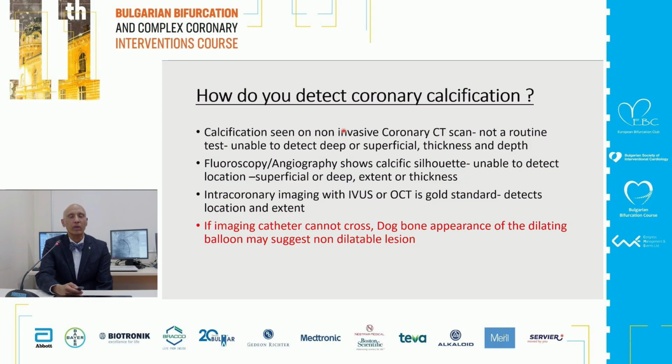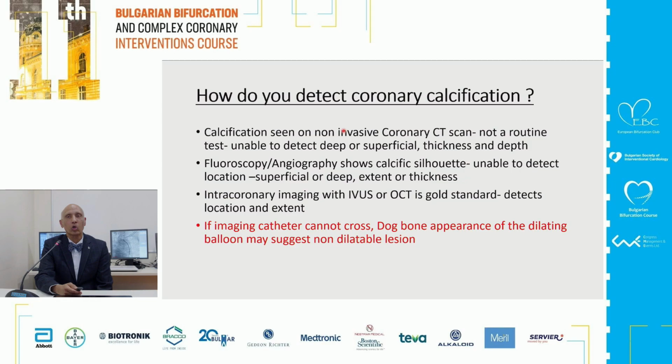The important thing is most of us see this calcification on fluoroscopy, angiography, or CT scan. We have a low threshold, therefore, to use plaque modification with either balloons, cutting balloons, rotational atherectomy, other atherectomies.